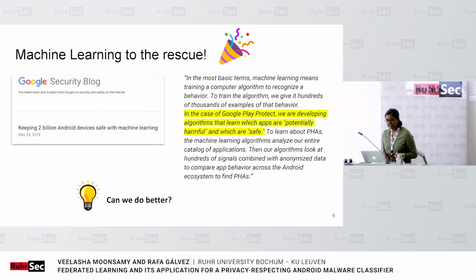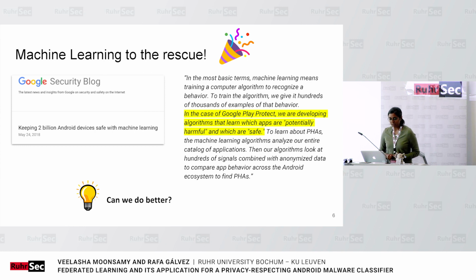So as you read through the documentation, the magic M words appear. So they are using machine learning to do this. So you dig through the documentation. There is a blog post where they say we're going to keep 2 billion Android devices safe with machine learning. And then you start reading the details of this machine learning.